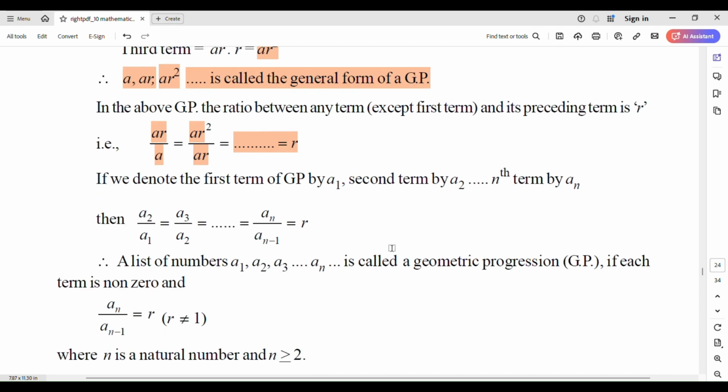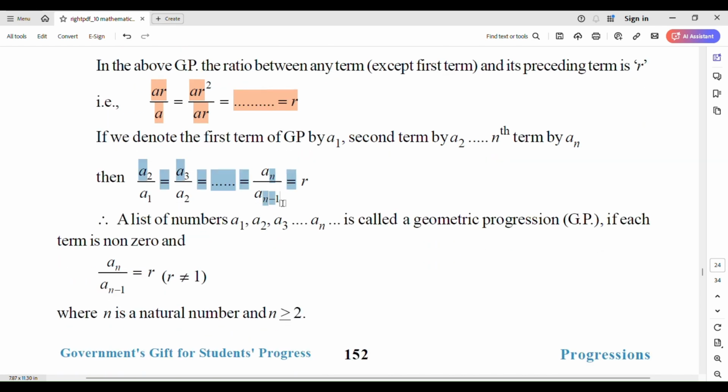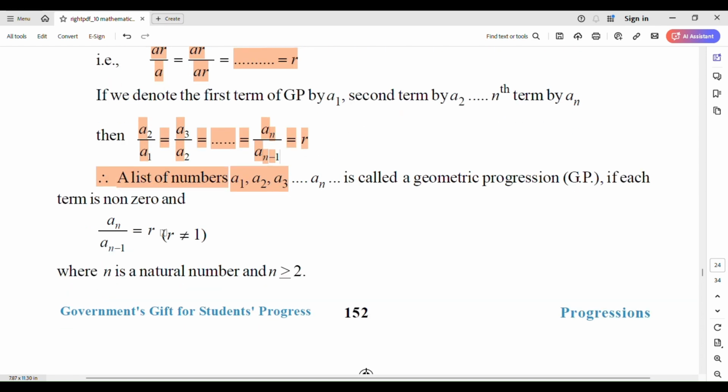So this is what we are trying to say: an by an minus 1 equals r, and r is definitely not equal to 1, that's what we define, and n is a natural number greater than or equal to 2. We should have a minimum of 2 terms to tell that series.